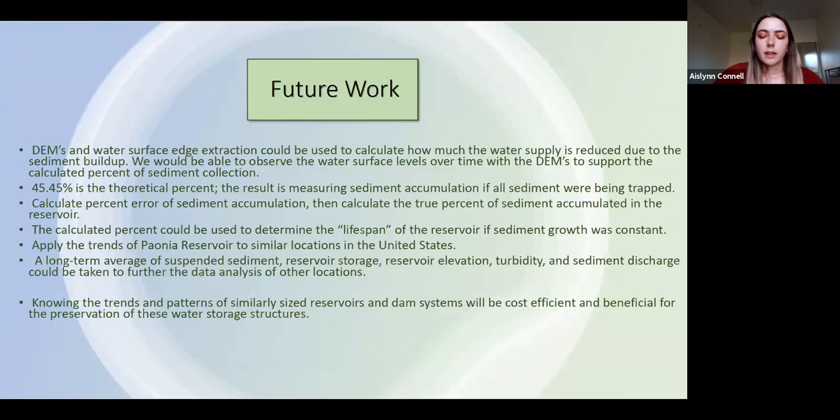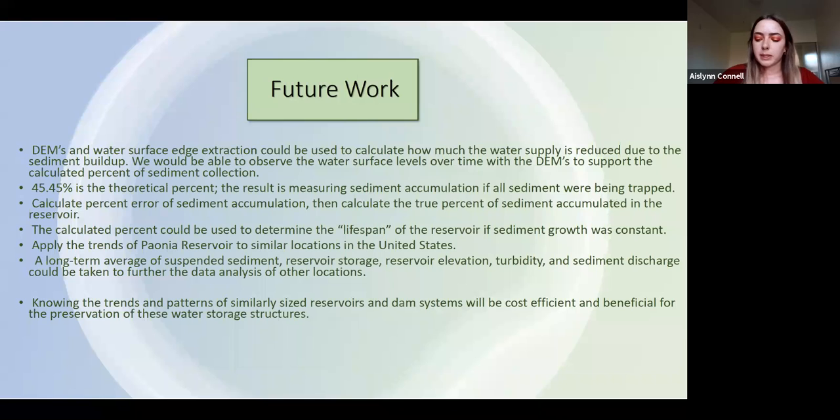So that leads me into future work I would like to see. Conducting water surface edge extractions on Google Earth Engine would allow me to use the DEMs as a comparison for elevation change. And I could then observe the water height surface levels over time in more depth. And I would also like to calculate the percent of sediment again after finding the percent error, because the 45.45% that I found this summer is if all the sediment were being trapped, and it doesn't account for any sediment going through the system.